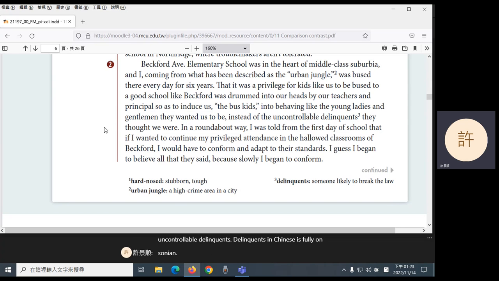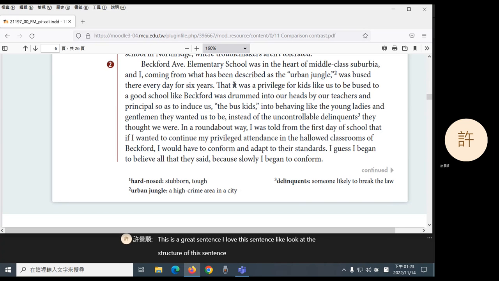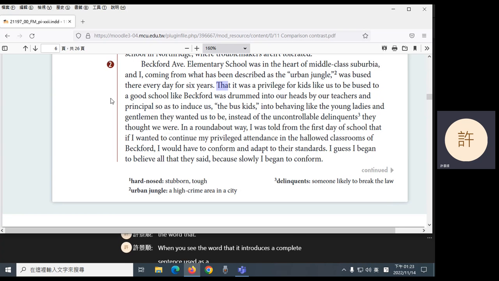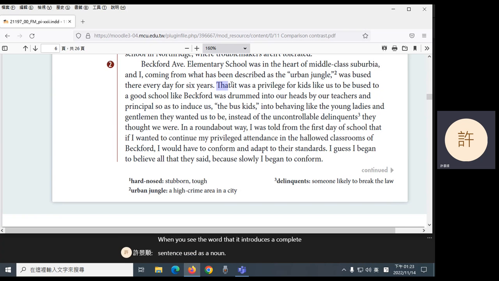This is a great sentence. I love this sentence. Look at the structure of this sentence. This is the subject. 这是主词. And you can tell that it's the subject because it begins with the word that. When you see the word that, it introduces a complete sentence used as a noun. So this is a complete sentence, and it is used as a noun as the subject of this sentence.